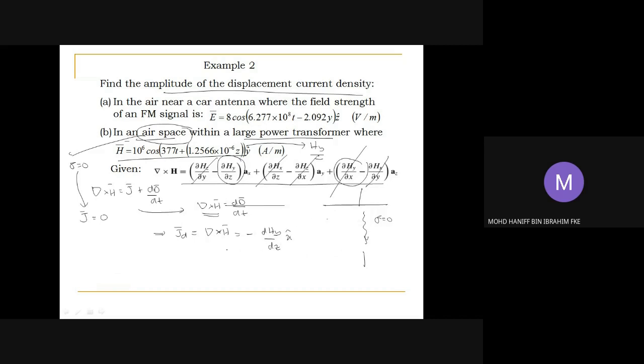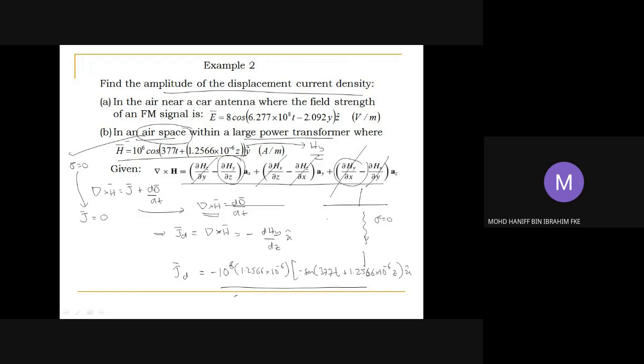We can simplify it further like this. So our task is just to differentiate the H field with regard to Z. So we're going to have negative 10 to the power of 6 multiply with 1.2566 times 10 to the power of negative 6, and then we have negative sign of 377t plus 1.2566 times 10 to the power of negative 6 Z, in the x direction. So that should be your JD.